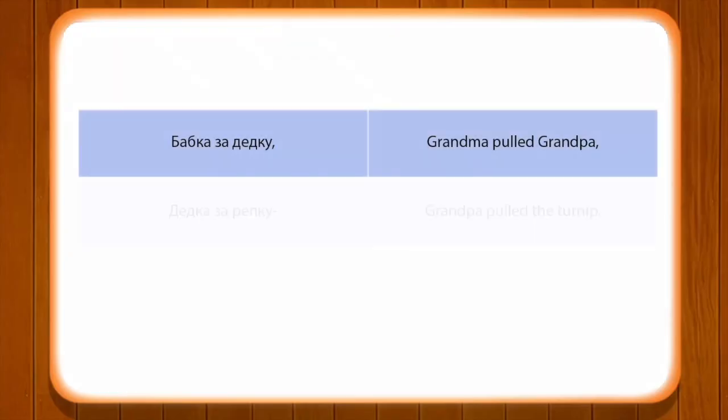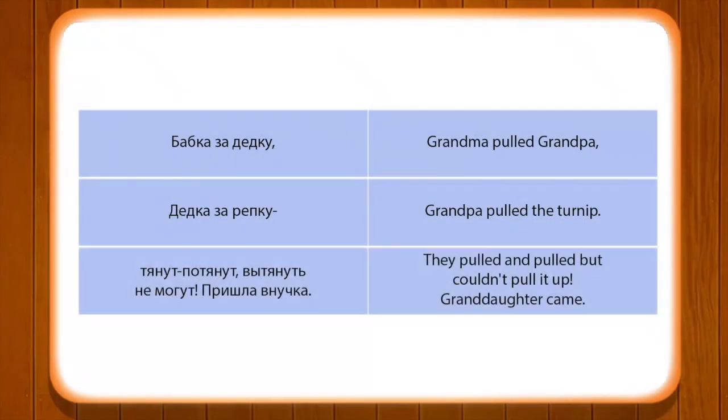So the next sentence we have Baap kaza jietko. Jet kaza riepko. Chyanit pachyanit vychinit nimogut. So here it means Babka, that is grandmother, is behind the grandfather Jetku. Babka za Jetku is a set expression, and that means she is behind the grandfather. The context says that she is pulling him to help him to pull out the turnip.